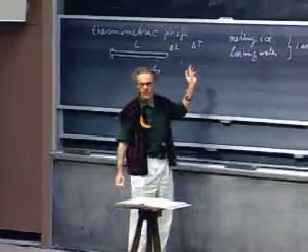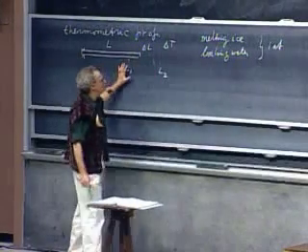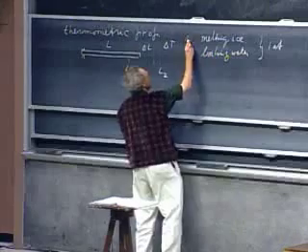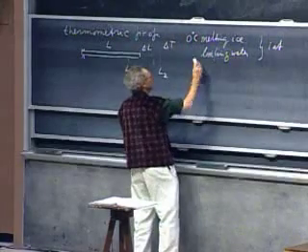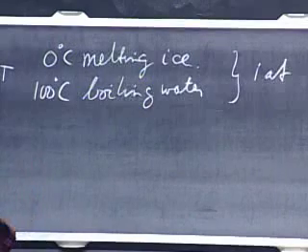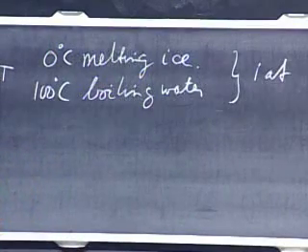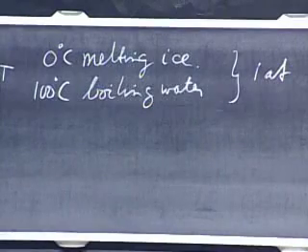Celsius did just that. He used melting ice, which is now called 0 degrees centigrade, and he used the boiling point of water, which was his 100 degrees centigrade. There was a Swedish astronomer in 1742 who introduced this temperature scale.